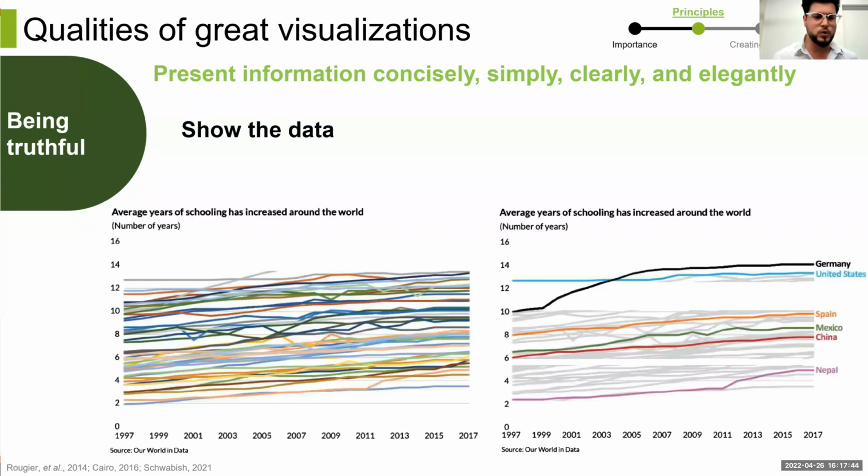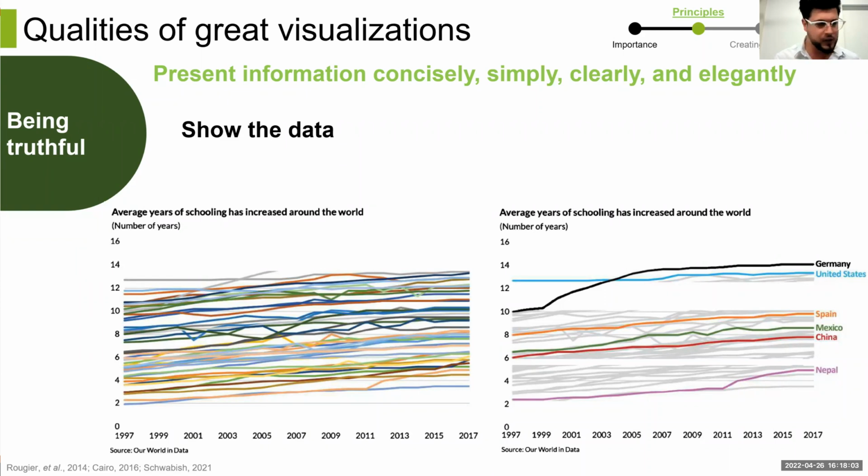So the first thing that we need to take into consideration is showing the data. Your reader can only grasp your point, your argument, or your story if they see the data, right? It doesn't mean that all the data must be shown, but it does mean that you should highlight the values that are important to your argument.